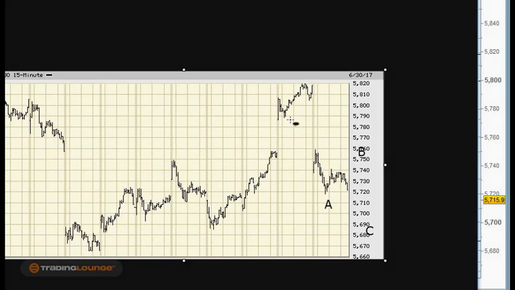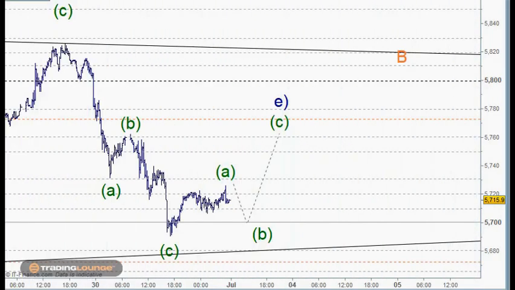If this was in 5 waves up here, then we would be shorting just here. But that's just not the case, so we can't get sucked into that. Now I want to have a look at CommBank.